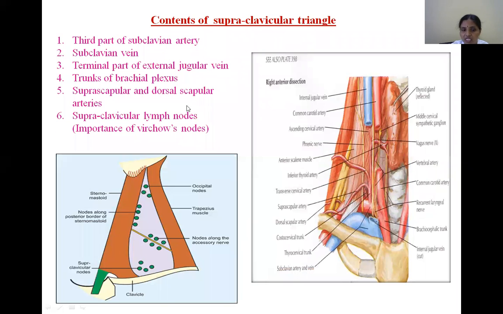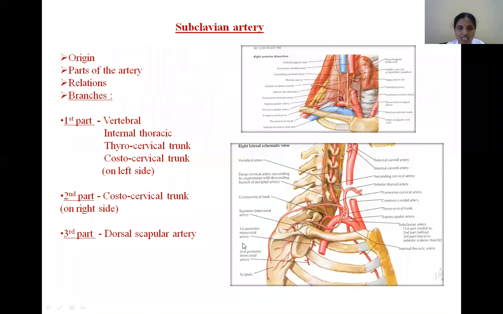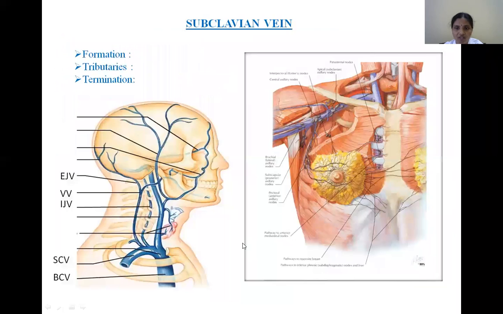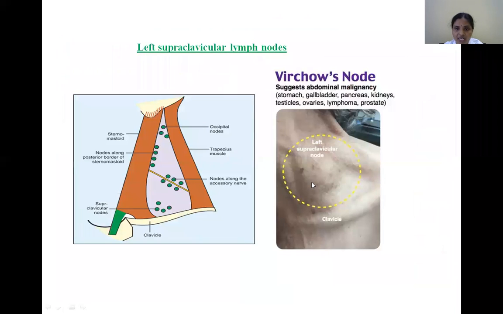Then coming to the contents of the supraclavicular triangle. Supraclavicular triangle contains the third part of the subclavian artery, subclavian vein, terminal part of the external jugular vein, trunks of the brachial plexus already discussed, suprascapular and dorsal scapular arteries, and supraclavicular lymph nodes. Here you see, just above the clavicle, we can appreciate the supraclavicular lymph nodes. These are very important in case of the left side.